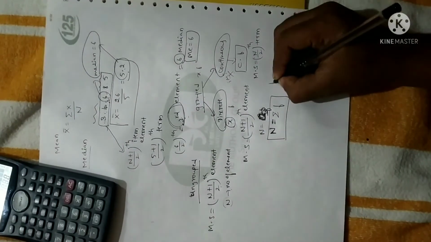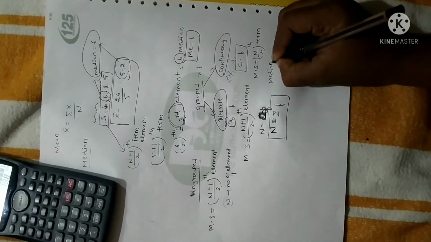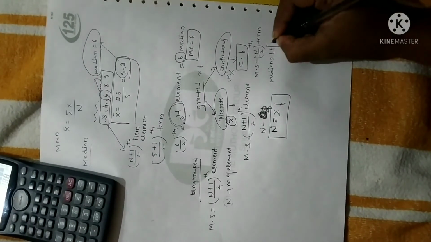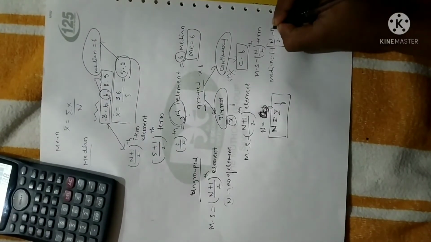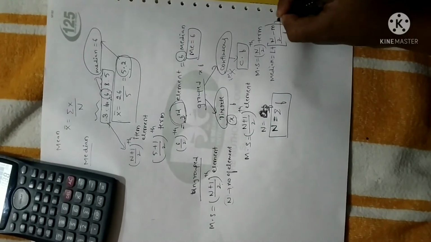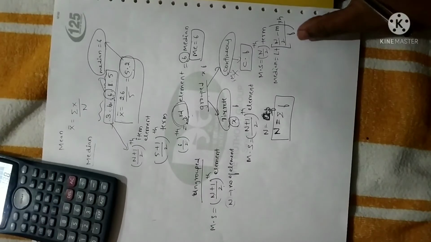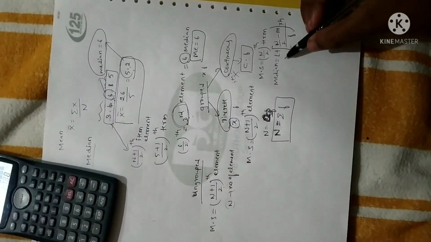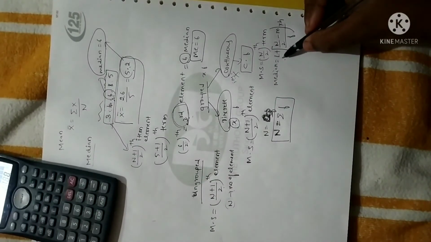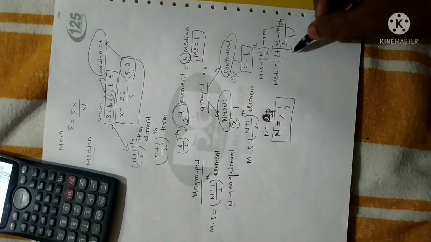And moreover, we use the formula to find the median: L plus n by 2 minus m divided by f into h. While solving the problems, I'll let you know the concept, but just remember the formula, where L is the lower limit of the median class. Median class also I'll tell you while solving the problem.